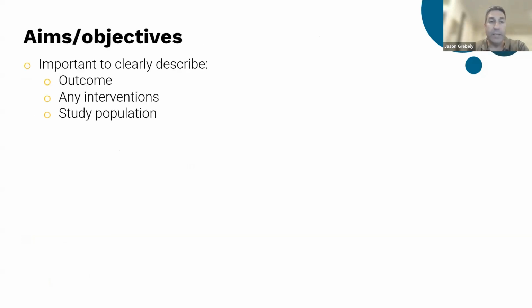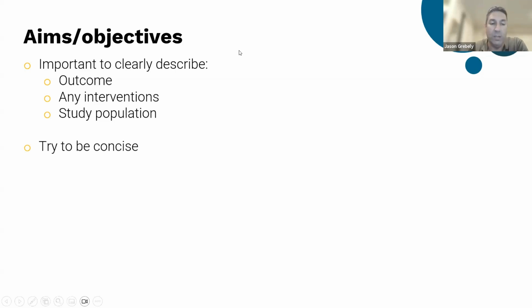All right. Then you've got to write any aims and objectives. It's really important to be concise. These are the key things that you want to describe in your aims: what's your outcome, if there are any interventions that you're looking at, and what is the study population. So try to be concise, really important. You don't need like an eight line objective. It needs to be to the point.